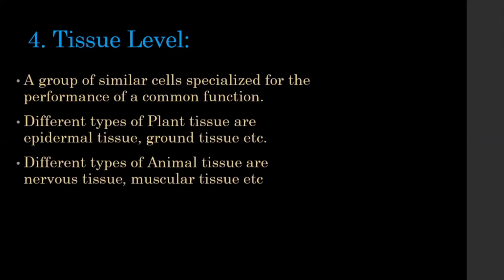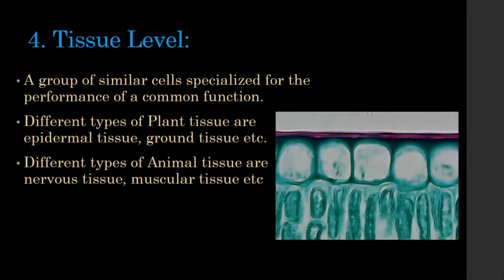The fourth level of organization is tissue level. In multicellular organisms, similar cells performing similar functions are organized into groups called tissues. We can define a tissue as a group of similar cells specialized for the performance of a common function. Each cell in a tissue carries on its own life processes like cellular respiration, protein synthesis, but it also carries on some special processes related to the functions of the tissue.